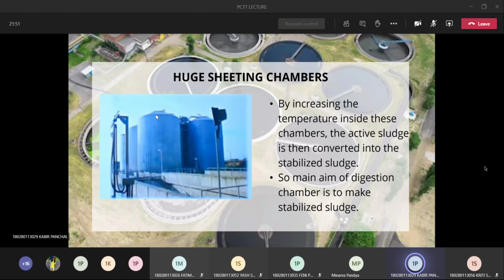These are the huge heating chambers. By increasing the temperature inside these chambers, the active sludge is then converted into the stabilized sludge. The main aim of the digestion process is to convert the active sludge into the stabilized sludge. This conversion is done by these huge heating chambers in which the temperature is increased at a constant rate. So the main aim of the digestion chamber is to make stabilized sludge.